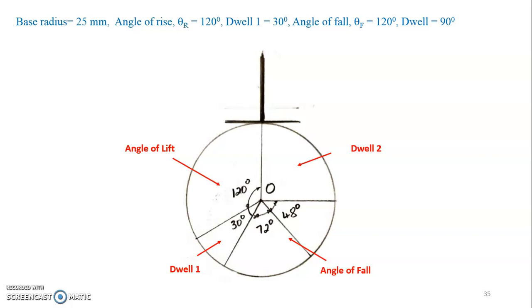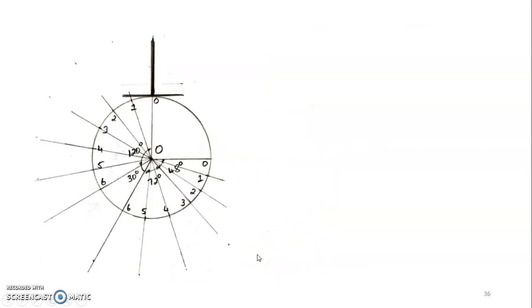Now the next step is usually to divide the angle of lift and angle of fall into 6 equal parts, correct? So now first let's go to the angle of lift. Angle of lift is completely 120. 120 by 6 is 20 degrees each. So I can divide that, 20 degrees each. But when you come to the angle of fall, you have to divide that 72 degree into 3 parts and then 48 into 3 parts. So that's the difference. You have to divide this 72 by 3 parts and 48 into 3 parts, just like how we did it in the displacement diagram.